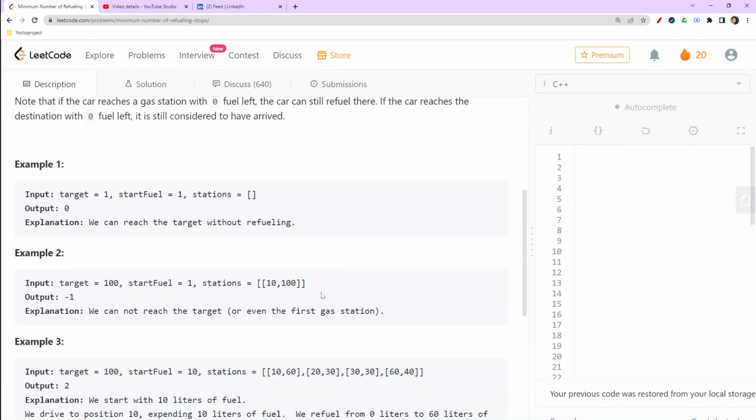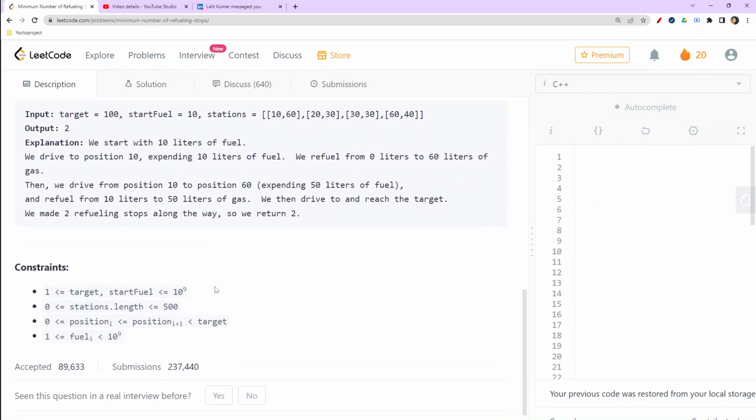Now comes the next part about the examples, but let us first check the constraints. Here it is mentioned that target and startFuel are less than or equal to 10^9. This is pretty important to know, because if we add up all of them, it could go beyond the range of integers.